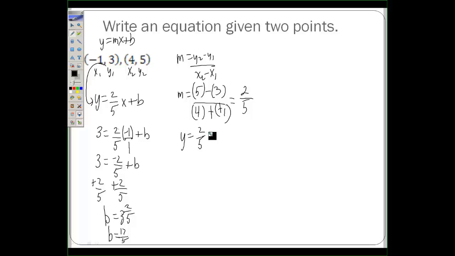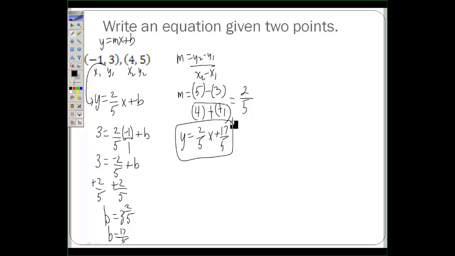First of all, your final answer is y equals 2/5 x plus 17/5. This is my solution. I recommend you look for an easy way to do this. What I notice is, oh, never mind, that won't work out. We're not doing that. We're going to move on to another problem.